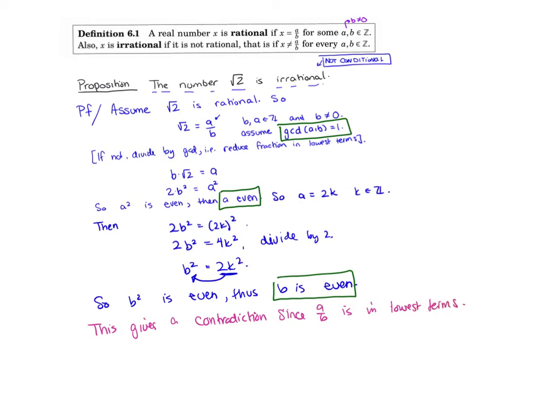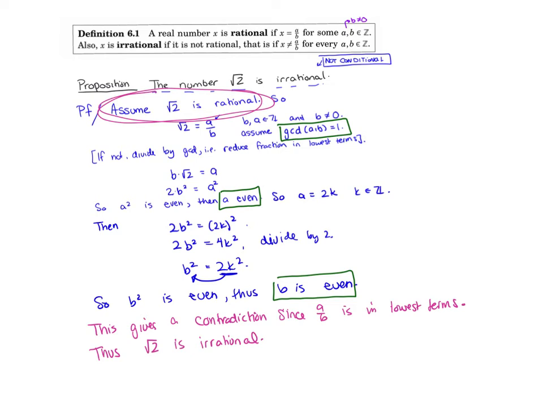So why did I get that contradiction? What was the assumption that I made? The assumption that I made was that square root of 2 was rational. So that assumption must be false, so it must be true that its negation is true. So we have that square root of 2 is irrational.